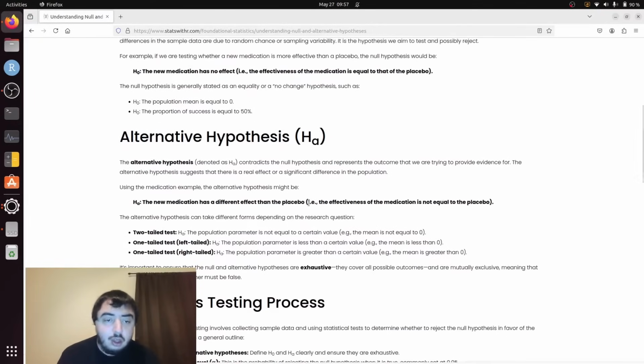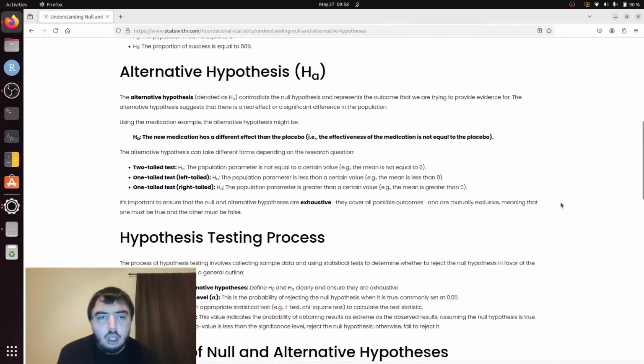So, in your two-tailed test, the population parameter is not equal to a certain value. The mean is not equal to 1. And you can often do left and right-tailed tests, or one-tailed tests. And that is generally disfavored in science.